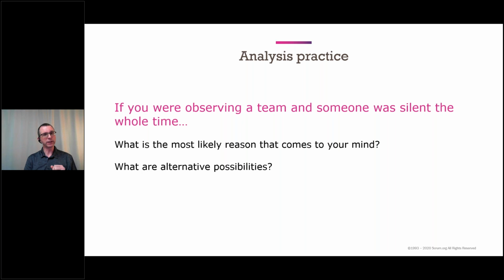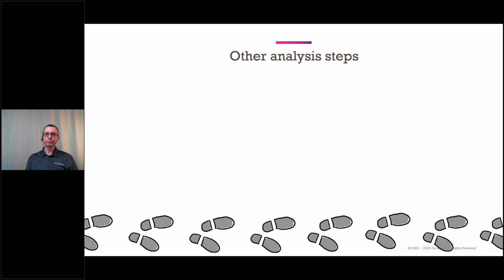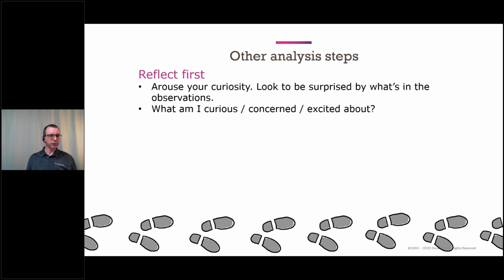There are a myriad of possible reasons, and so you want to hold openly your first assumption. It's not horrible, it's not bad, it's just a possibility is the way we want to hold it, and then look at alternatives. And that's how we can do open analysis that will actually help us and the people around us. And once you've practiced that a bit, some other things you can do to help: reflect first, walk out of your observation and go, what am I most curious about or concerned about or excited about? And that can help you decide what to focus on in your analysis section.